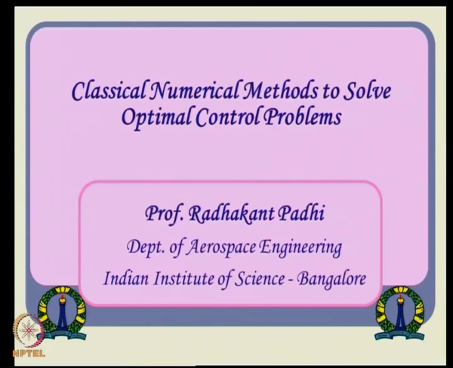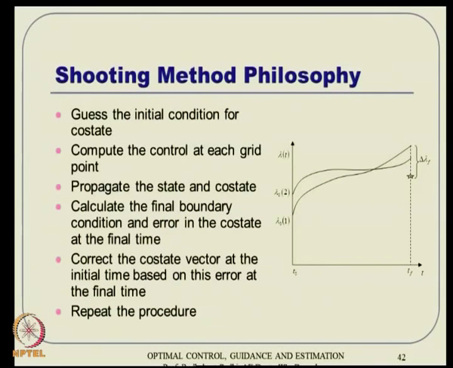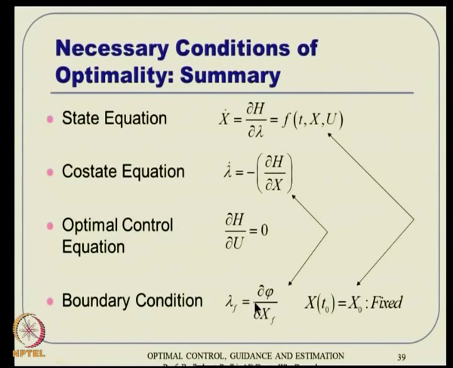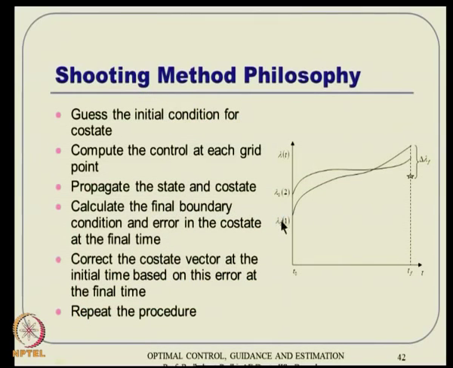Nevertheless, there are classical numerical methods that people have attempted, and we have discussed 3 methods as part of the lecture; quickly I will review 2 of them here. The first is the shooting method. The philosophy is that the difficulty is that the boundary conditions are not available at the same time. Because the state initial condition is available, I will guess an initial condition for the co-state also, so that these 2 equations can be propagated together forward.